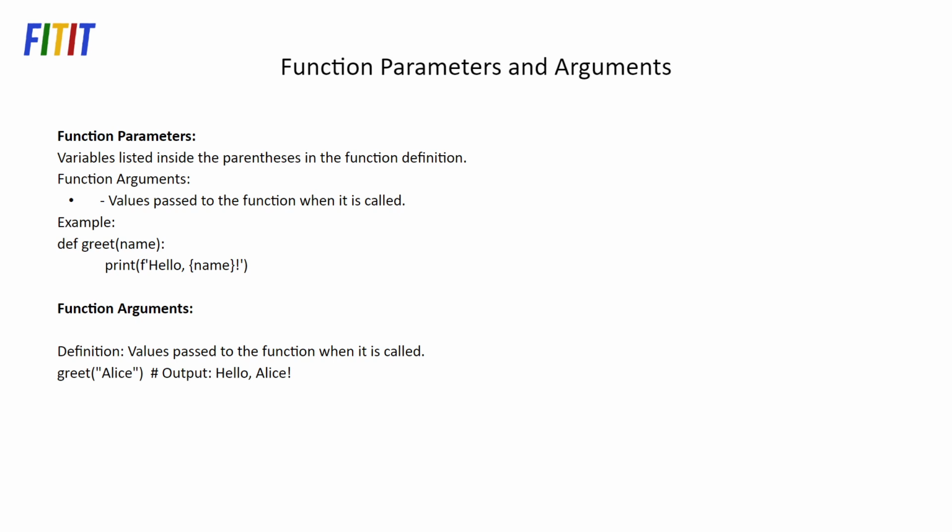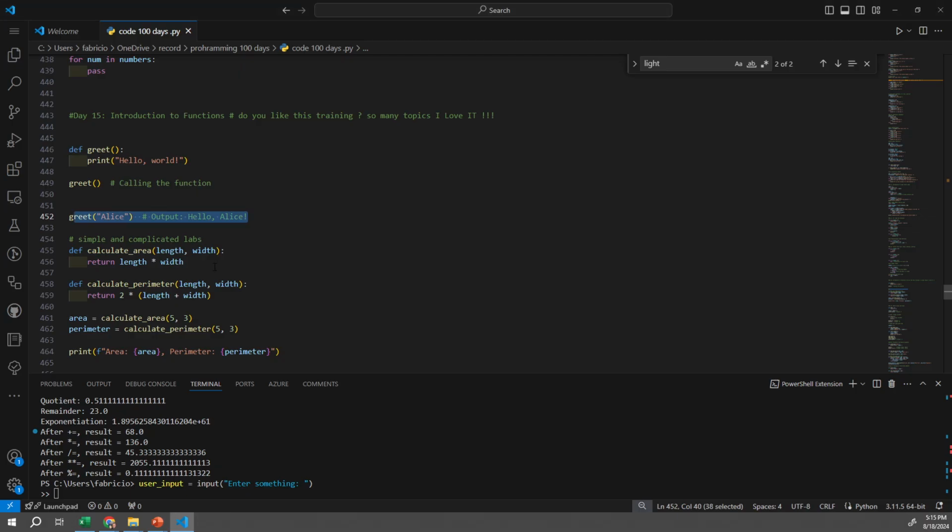3. Function parameters, 20 minutes. Function parameters. Definition: variables listed inside the parentheses in the function definition. Example: Python def greet name, print f"hello {name}".